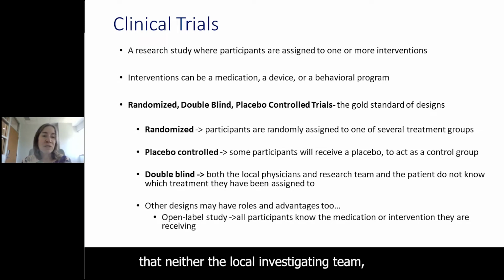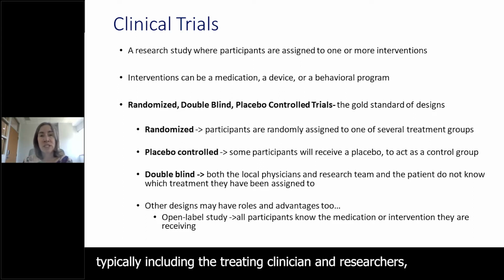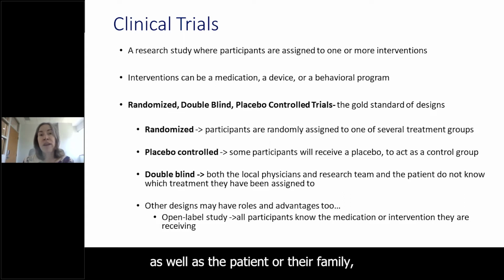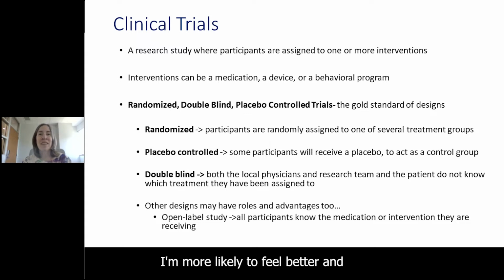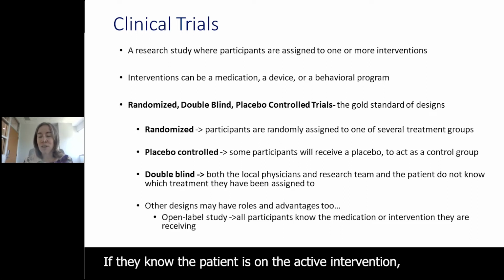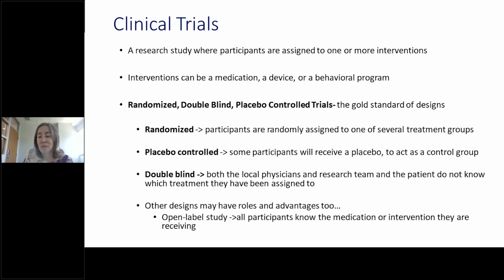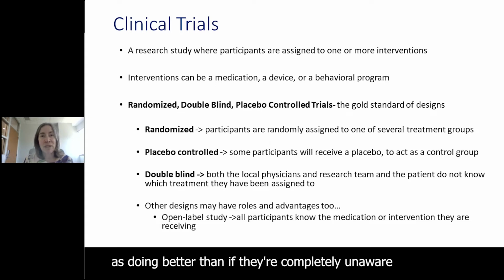The double blind in this title refers to the fact that neither the local investigating team, typically including the treating clinician and researchers, as well as the patient or their family, neither will know which treatment group the patient or participant has been randomized to, typically until after the study has ended. And that's also to guard against bias, as it's well recognized that if I think I'm getting a treatment, I'm more likely to feel better and I'm more likely to rate that I feel better. And the same is true for a treating physician. If they know the patient's on the active intervention, even subconsciously, they're likely to rate them as doing better than if they're completely unaware of which intervention they're receiving.